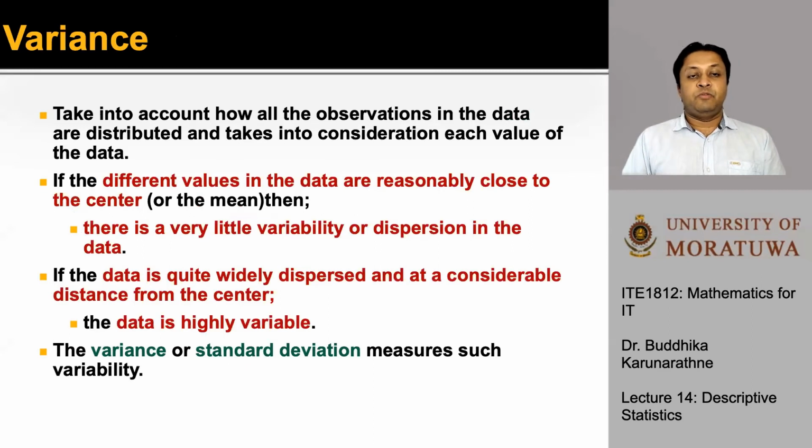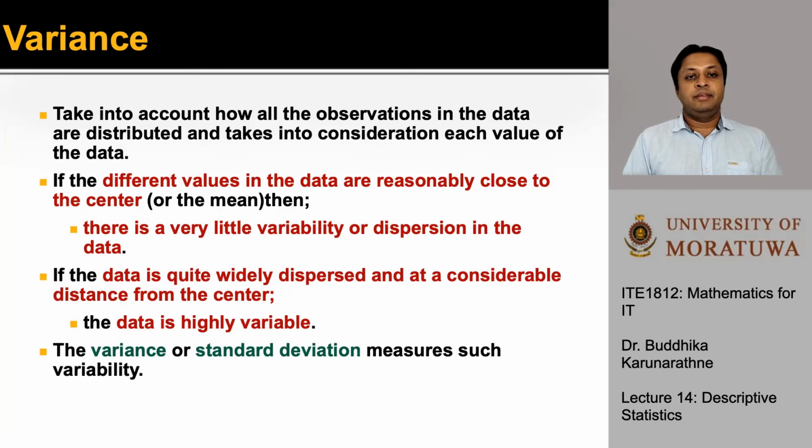Like variance. Variance takes into account how all the observations in the data are distributed, and it takes into consideration each value of the data. So that's why it is a much more complete representation. If the different values in the data are reasonably close to the center, or in this case, the mean, then we can identify that there's very little variability or dispersion in the data set, if most of the values are close to the center.